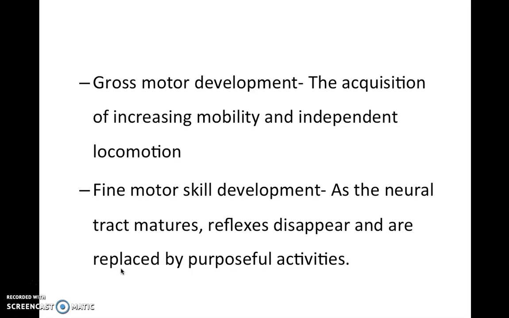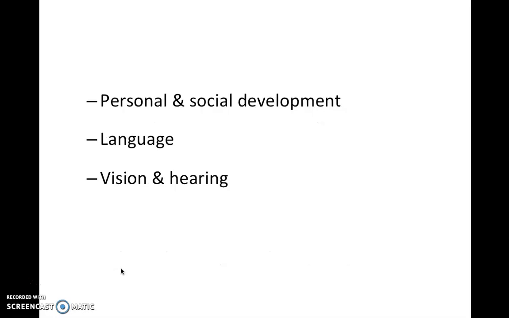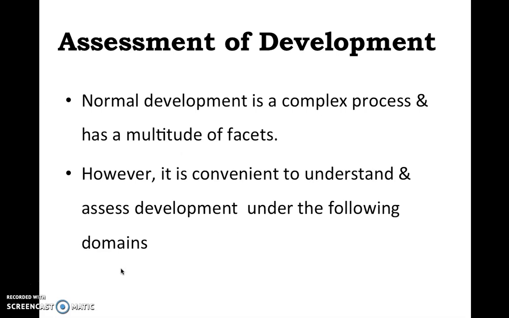Gross motor development is the first domain. The second domain is fine motor skill development. The third one is personal and social development. This is a very big domain: personality, social interactions, the mental abilities of the individual, everything comes under personal and social development. Another one is the language domain, and the last one is vision and hearing. So these are the areas of development of the individual.